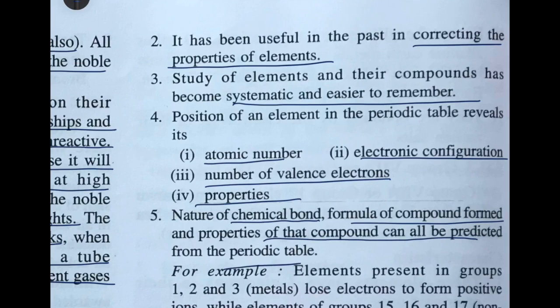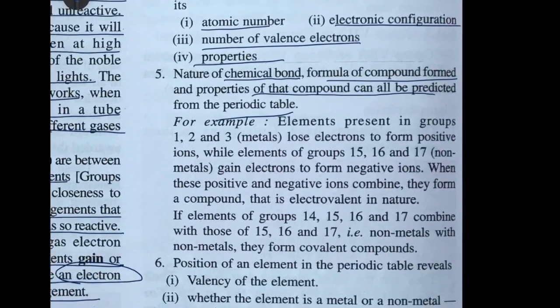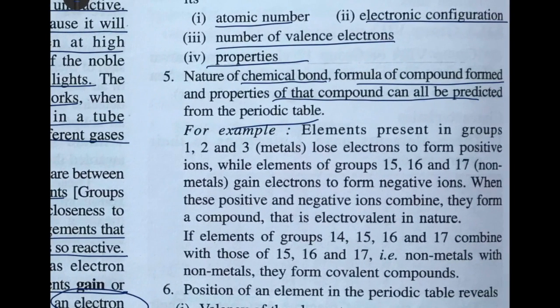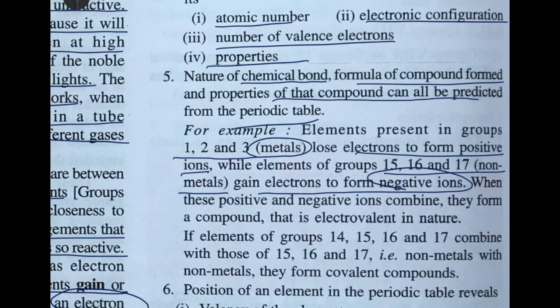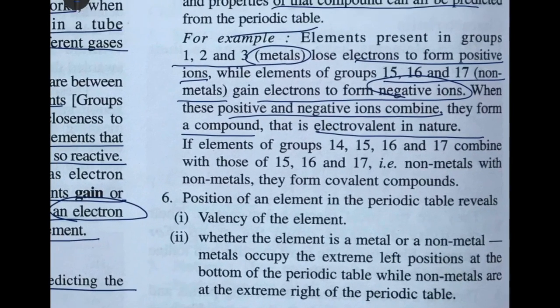from the periodic table. For example, elements present in group 1, 2, and 3, that is the metals, lose electrons to form positive ions, while elements of group 15, 16, and 17, which are non-metals, can gain electrons to form negative ions. So when these positive and negative ions combine, they form a compound which is electrovalent, giving and receiving, so ionic in nature. The bond is ionic in nature.